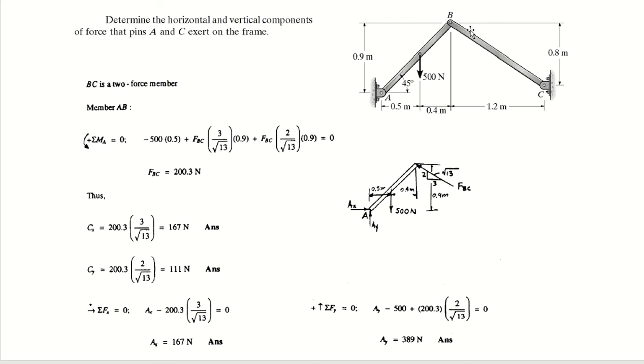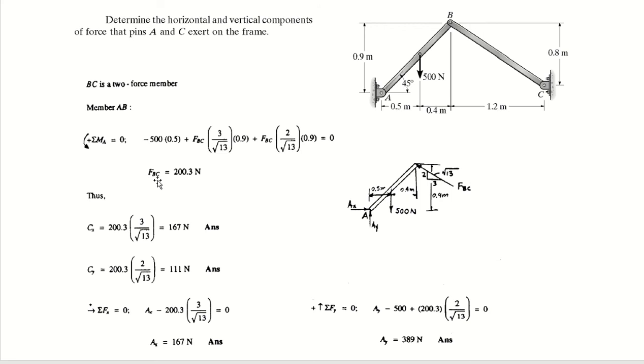Because see, the cos component is acting like this, and from A it has a perpendicular distance of 0.9. However, the sine component is acting in this way, and the perpendicular distance is also 0.5 plus 0.4, it is 0.9, right? So both the perpendicular distances are 0.9 and the slope is given to you, you can find easily, right? So FBC is equal to 200.3 Newton.